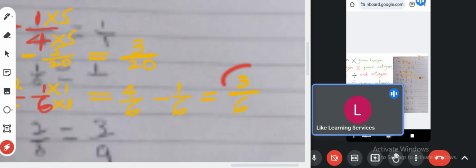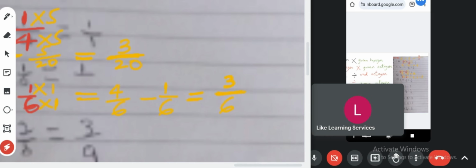In fact, whenever you get a fraction, you can reduce that fraction to its lowest term if something can divide the numerator and also divide the denominator. What can divide 3 and divide 6? Think about it. I'm talking about division.